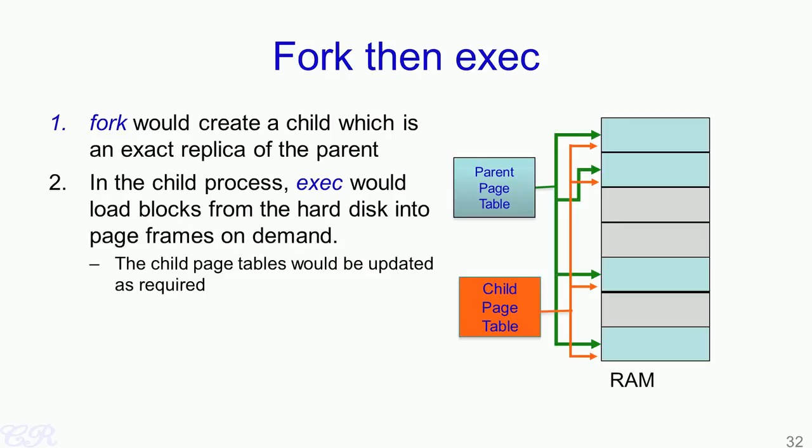When the exec system call gets invoked, the operating system would find the program or the executable location in the hard disk and load blocks from the hard disk into page frames on demand. Thus, for instance, when we start to execute the new child process, it would load the first block of the new child, and then on demand whenever required new blocks would be loaded into the RAM. Subsequently, the child process's page table would also be updated as required.